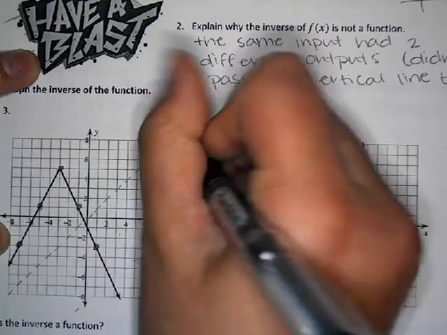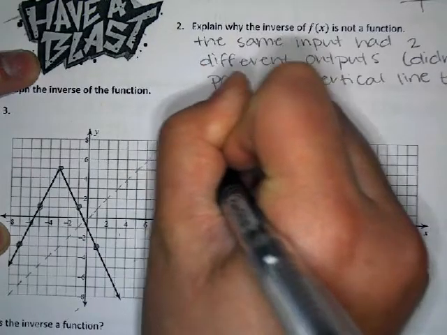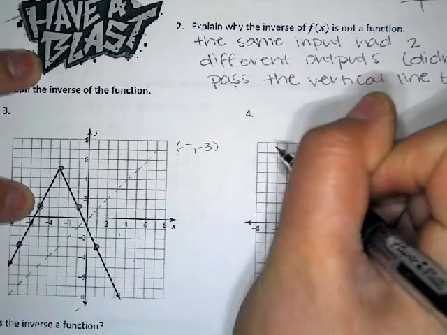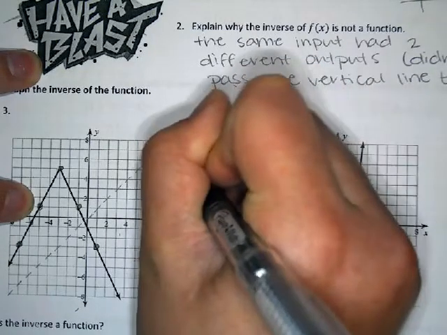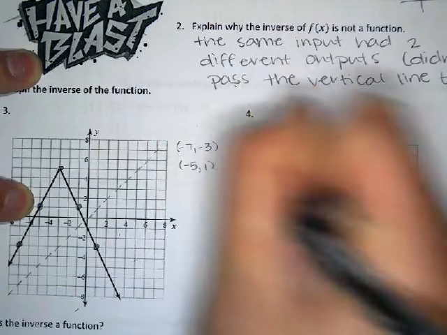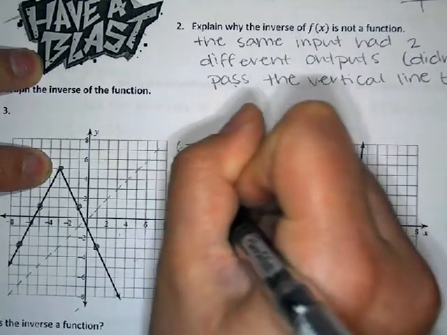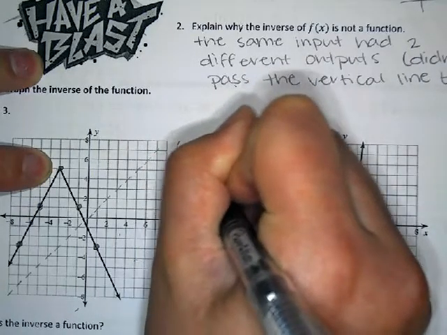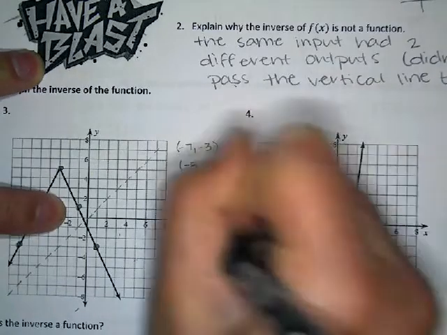Left 5, up 1. Left 3, up 5. Left 1, up 1. Right 1, down 3.